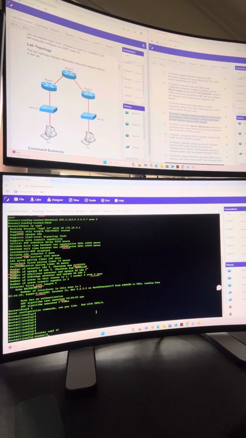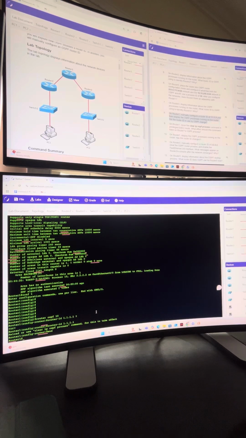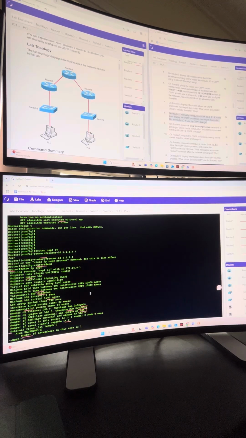All right, and let's do router-id of 1.1.1.1. Say enter there. And now let's do an end again, and let's do a show ip ospf. And as we can see, we still have the same router ID, which is 172.16.0.1, even though we manually configured the router ID of all ones.